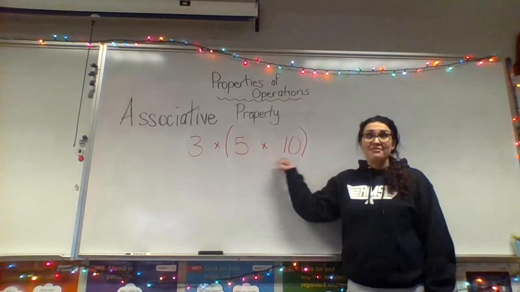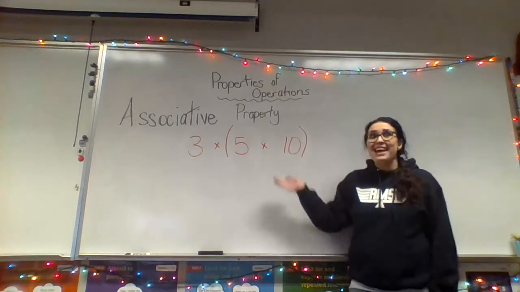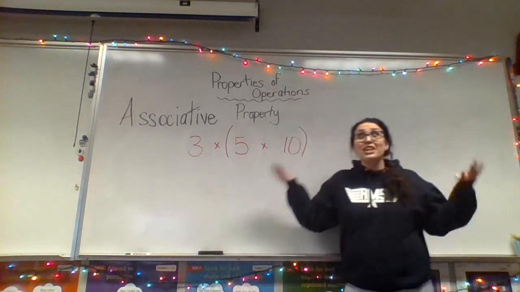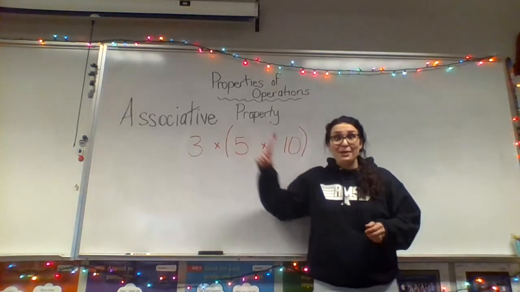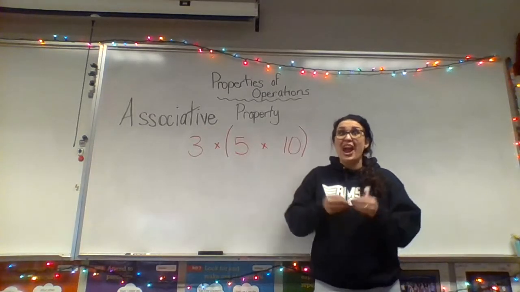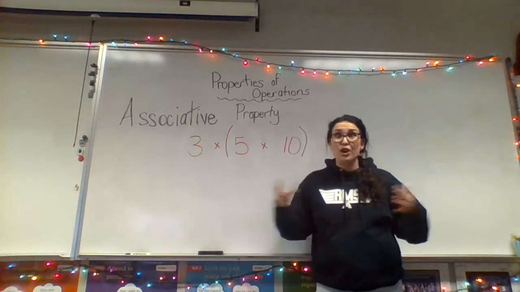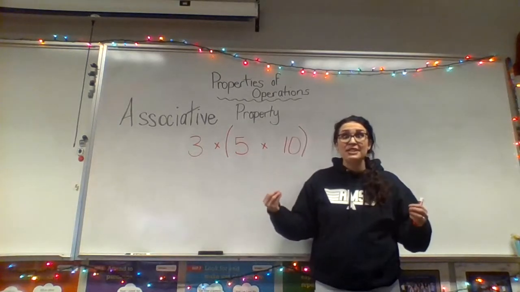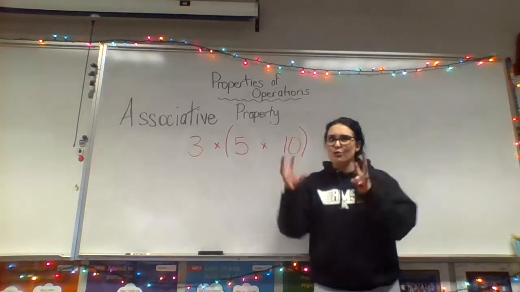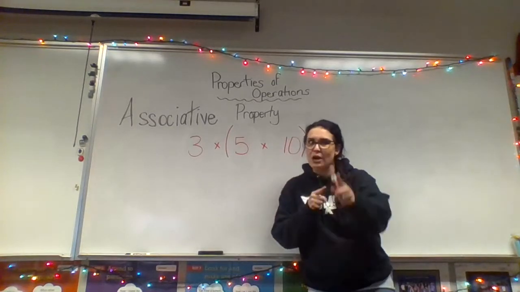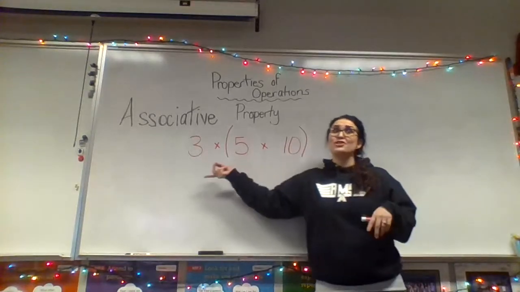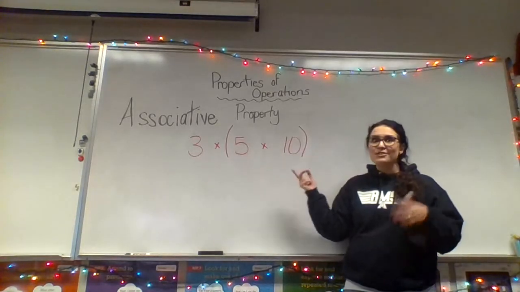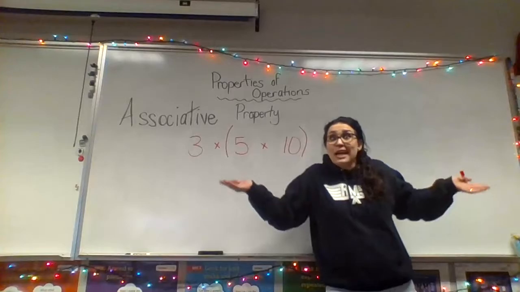I'll do 5 times 10, which is 50, and then multiply that by 3, which again gives us 150. So the associative property, my friends, basically means when you're adding a bunch of numbers together or you're multiplying a bunch of numbers together, it doesn't really matter how you group them or how you choose to tackle that big problem. As long as you're still multiplying all those numbers, or as long as you're still adding all of those numbers, your value is going to stay the same.